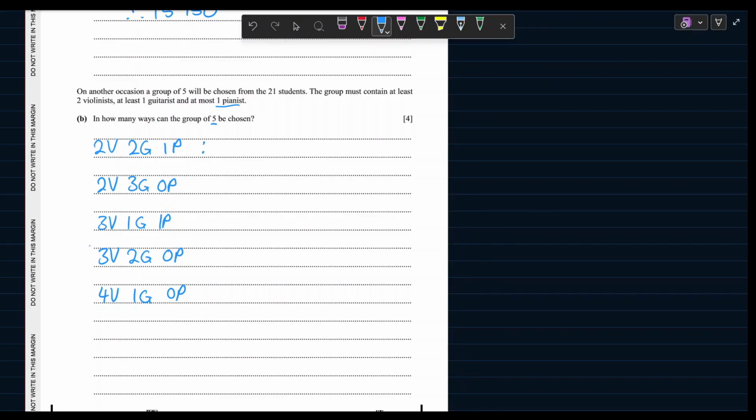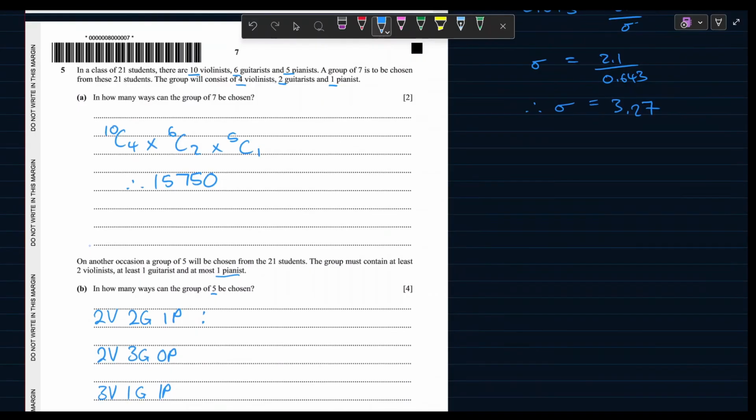So let's start by evaluating the first one. We're going to be picking 2 violinists from how many violinists? From 10. So it's going to be 10 choose 2 multiplied by, we're picking 2 guitarists from 6, so 6 choose 2, multiplied by, we're picking one pianist from 5, so 5 choose 1. All right, so let's evaluate that. That's 10 choose 2 multiplied by 6 choose 2 multiplied by 5 choose 1, and that gives us 3,375. Let's go on to the next scenario.